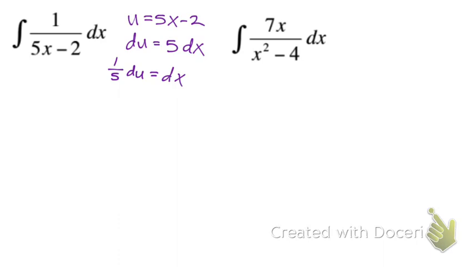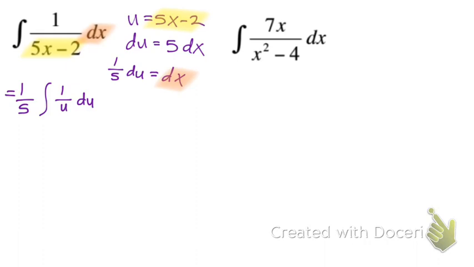If I can start to highlight some of the things that I'm able to eliminate, the 5x minus 2 will be replaced by u, and the dx will be replaced by 1/5 du. That 1/5 is a constant multiple, so I'm just going to pull it out front. That's 1/5 times the integral of 1 over u du.